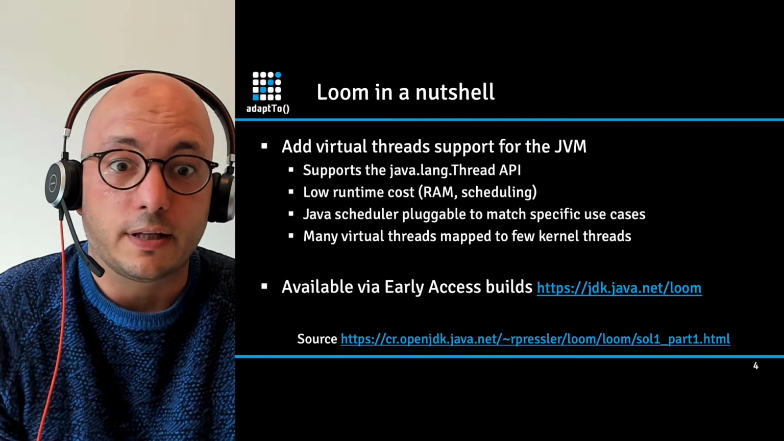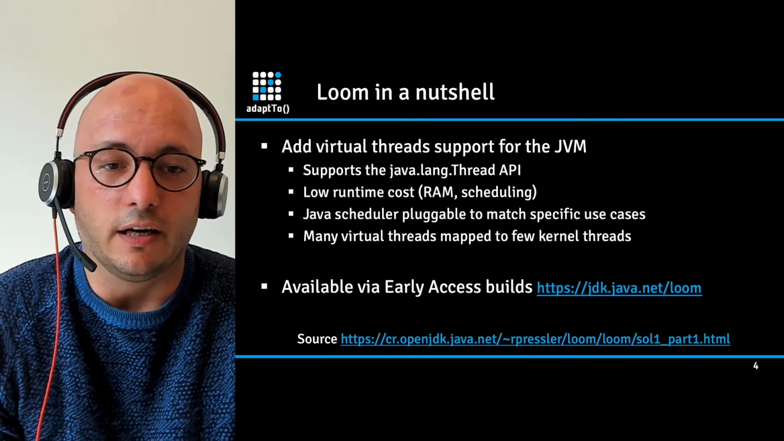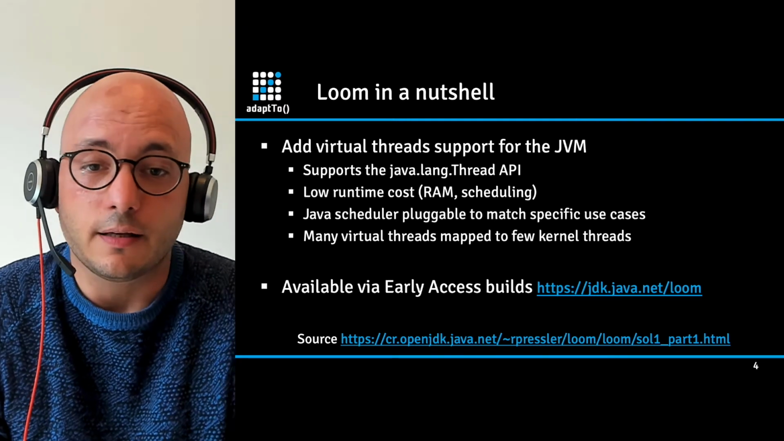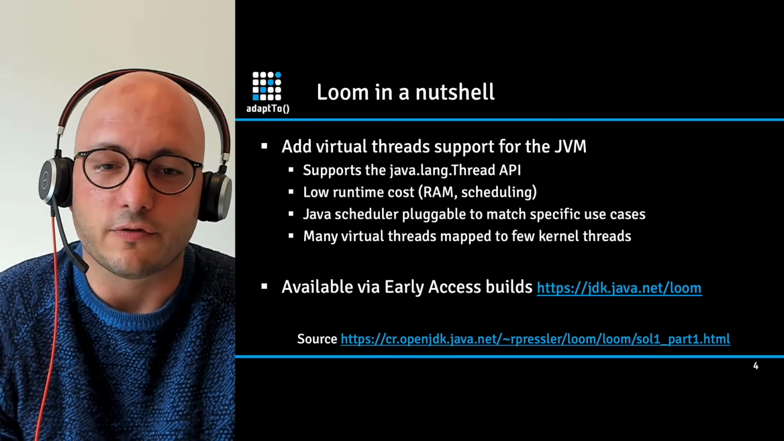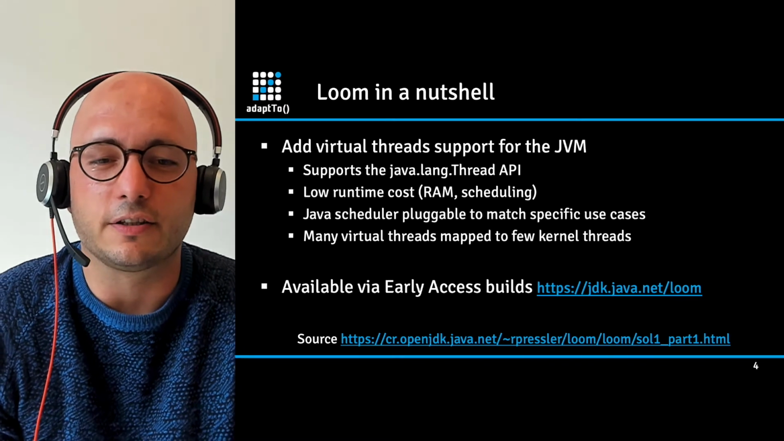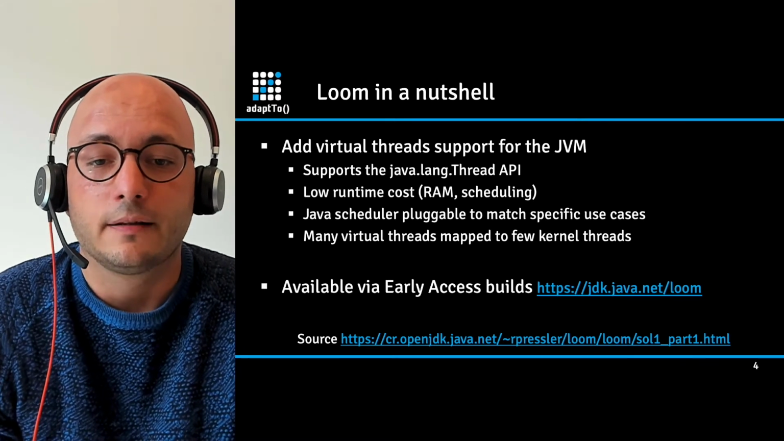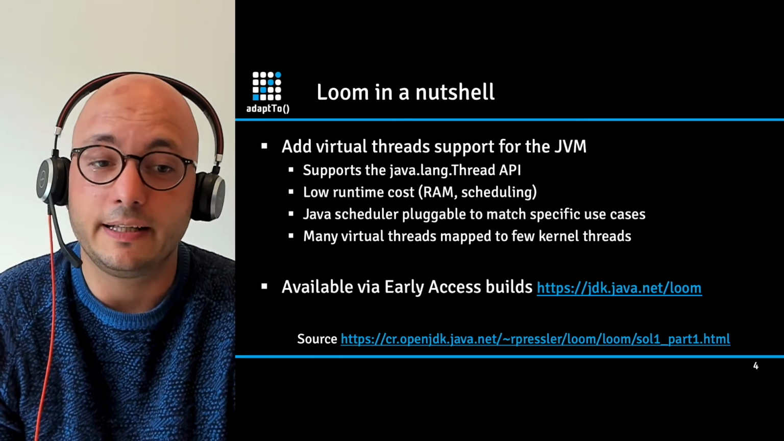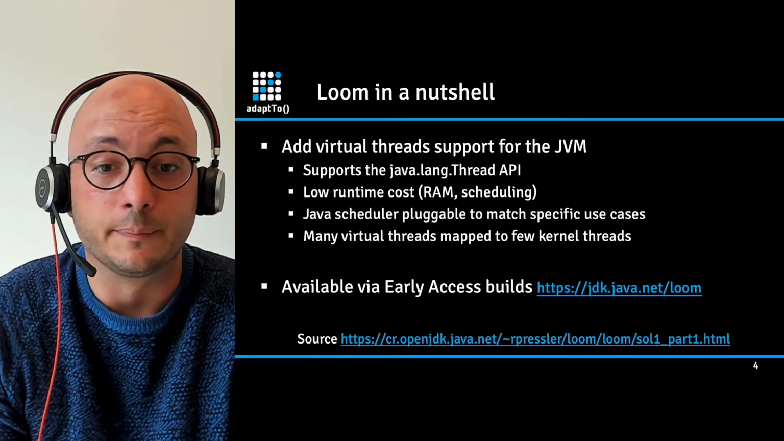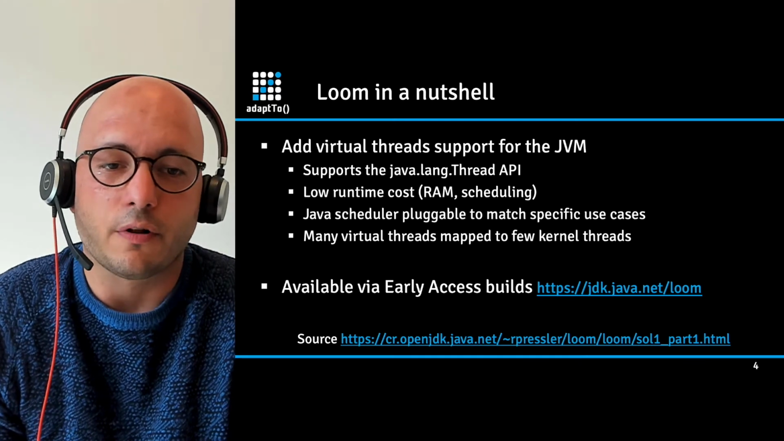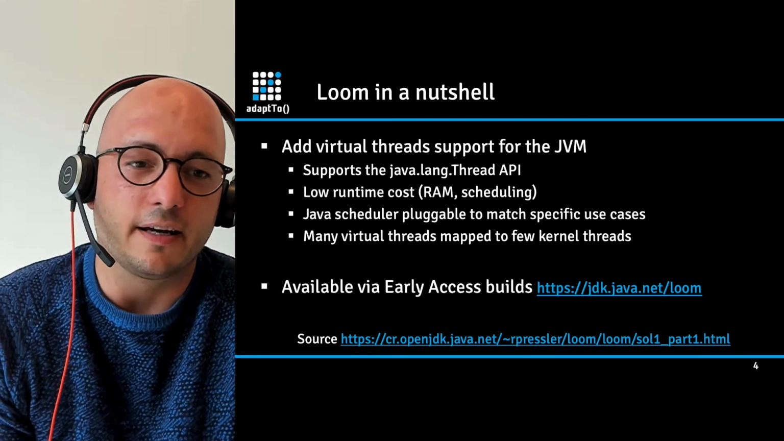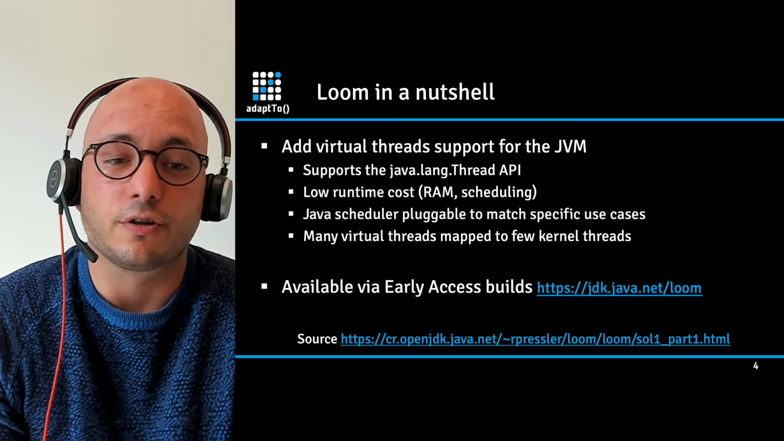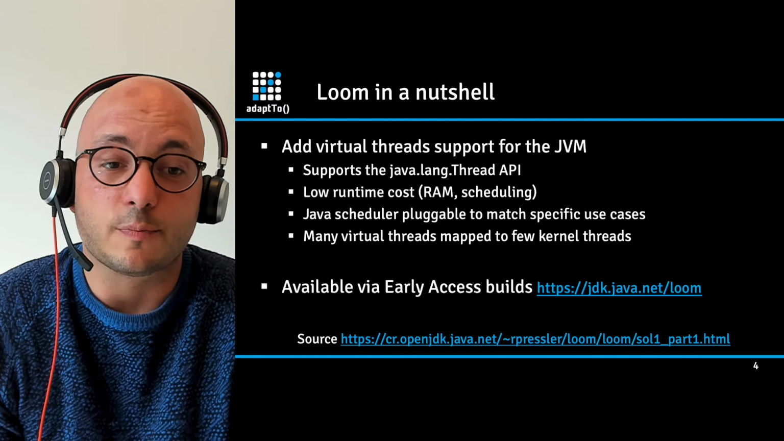Those lightweight threads are called virtual threads in Loom, and one of the very nice things is that those virtual threads actually implement the standard Java thread API. This means that we can leverage virtual threads with very little changes to existing code. The scheduler for virtual threads is also implemented as a Java executor, so one could potentially plug in a specific scheduler targeted to a specific use case.